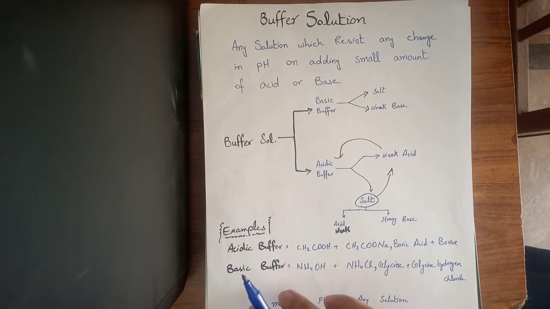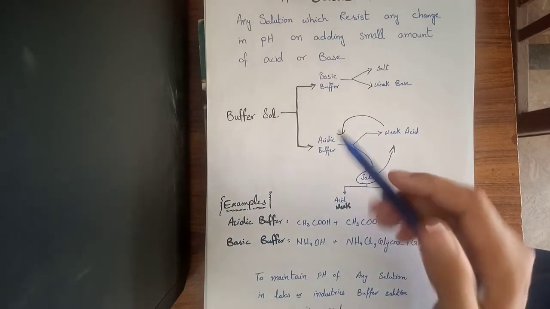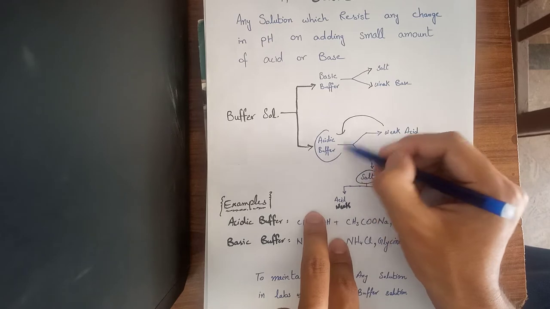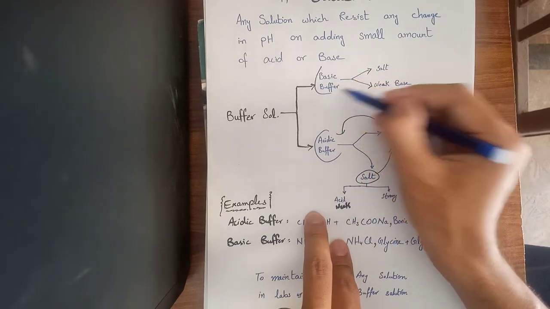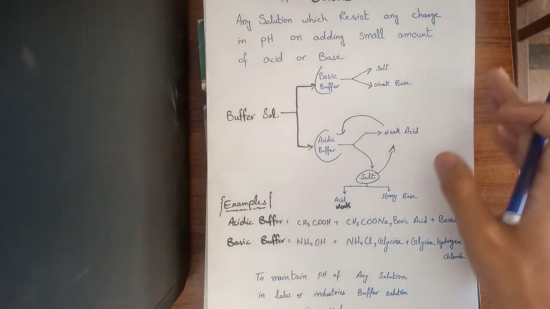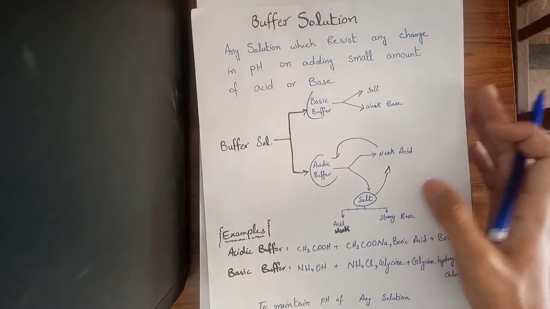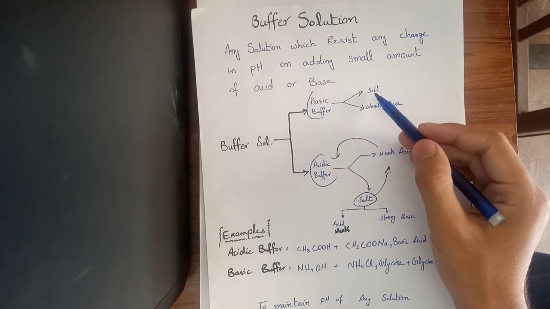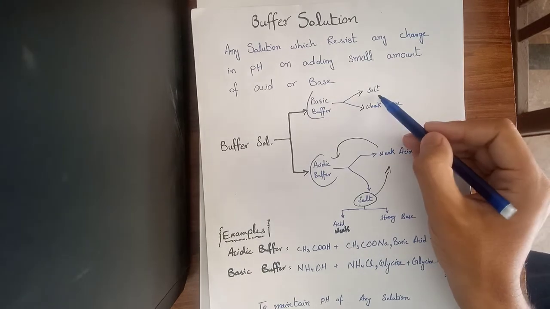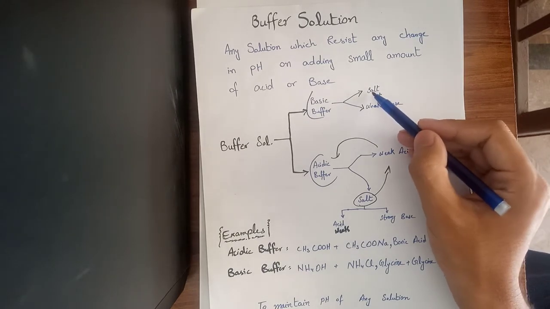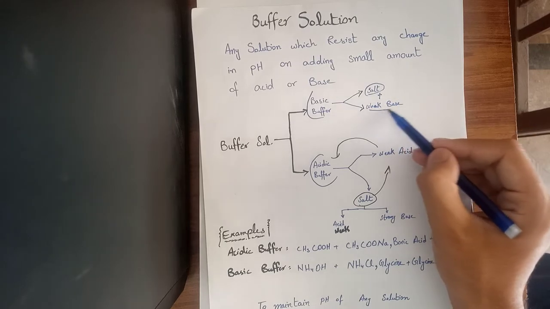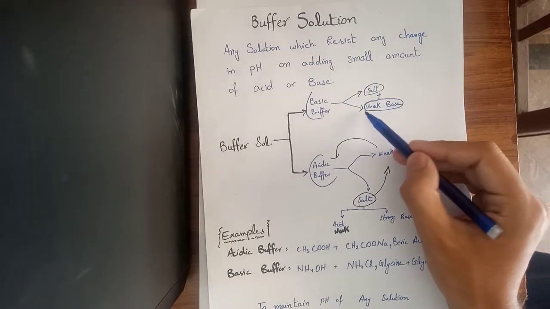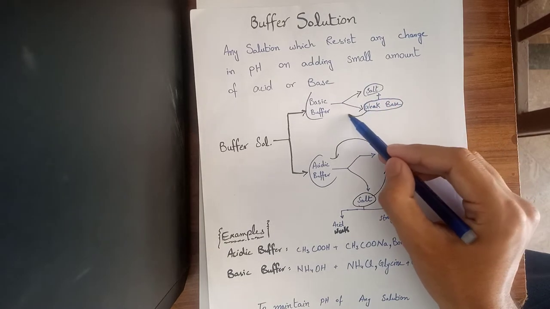There are two types of buffer solution. One is acidic buffer and the other one is basic buffer. What is the process of their formation? We are discussing a salt and a weak base. By the combination of a salt and a weak base, they make a basic buffer.